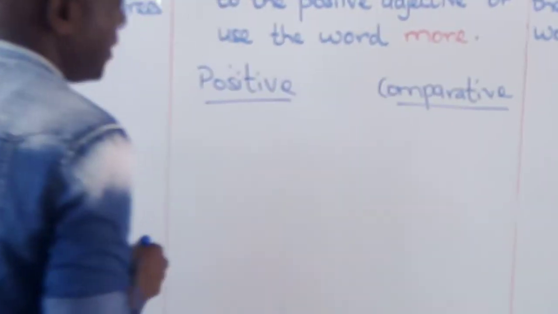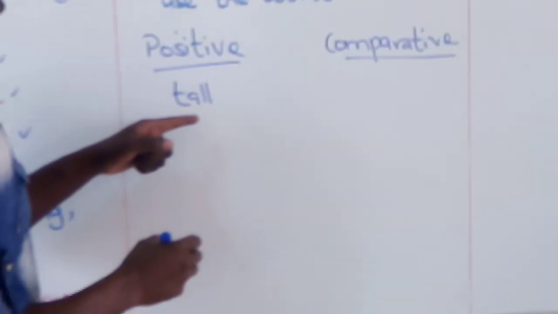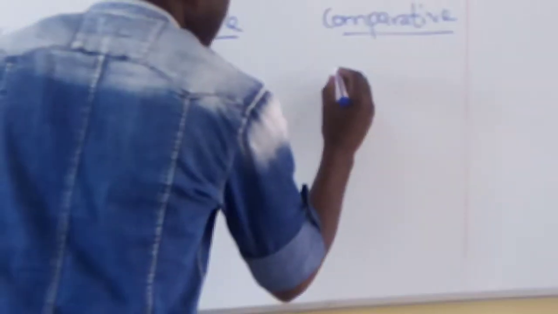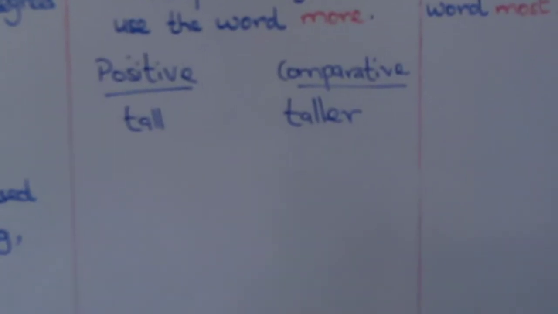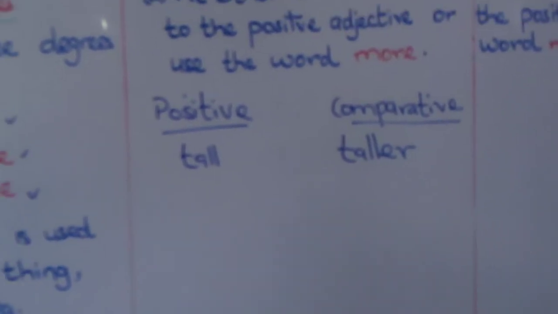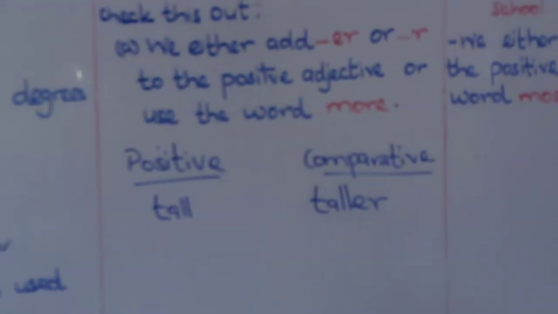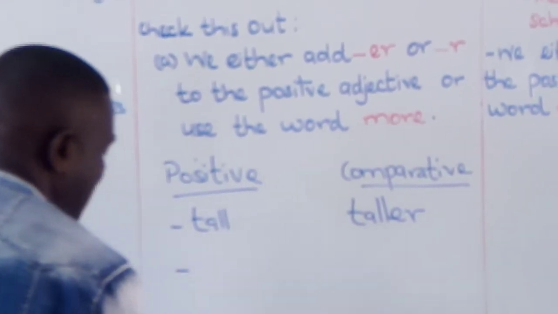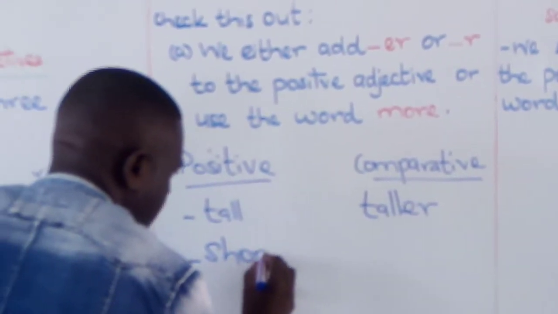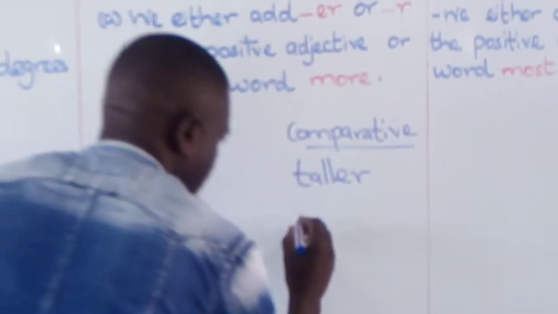This is comparative. So positive, tall. Tall is positive. So we can add er to tall to make it a comparative adjective. So we say taller. We have actually added er to a positive adjective. Another one here where we add er is short. We can add er and make it a comparative. You say shorter.